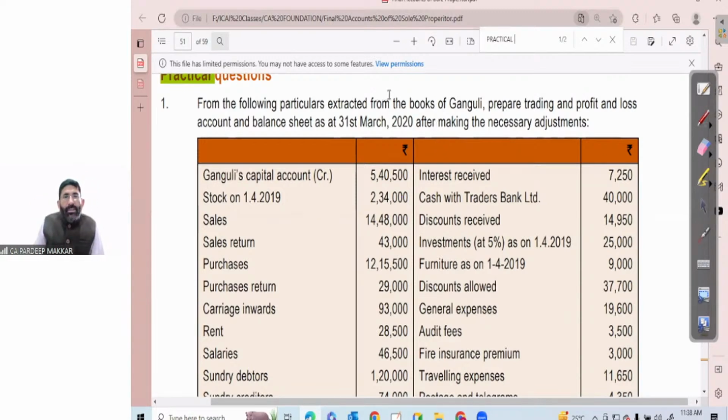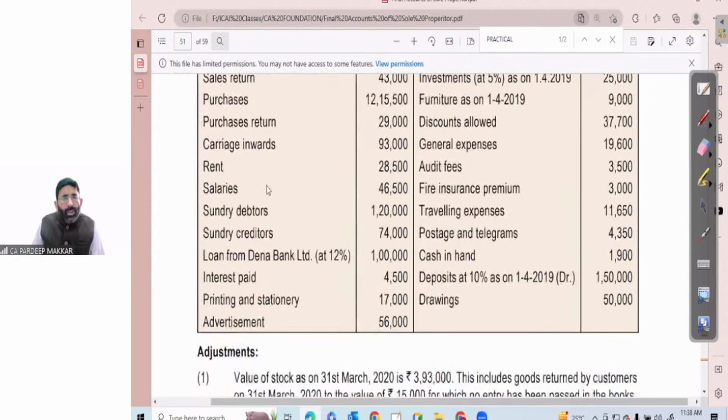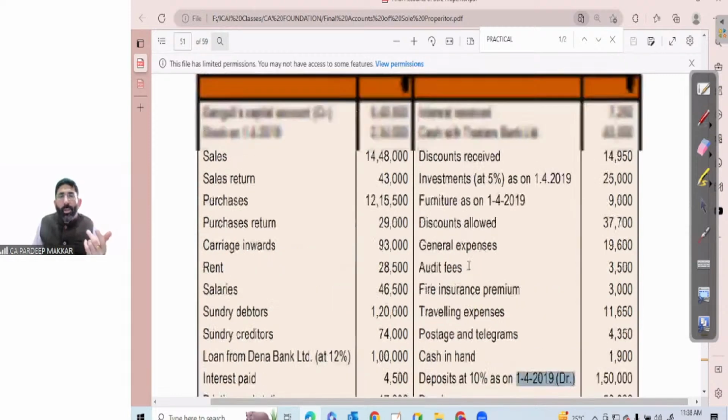Like this trial balance is given to you. This is given for a particular period as on 31st of March 2020. So the accounting year is April 2019 to March 2020. And the information is given to you. Capital account, etc. Here it is mentioned 12%. So this is something which is to be kept in mind. This is something which is given in brackets, an important thing. This is also important, 10%. Date is given. So this is something different. It has to be kept as an important point in your mind.